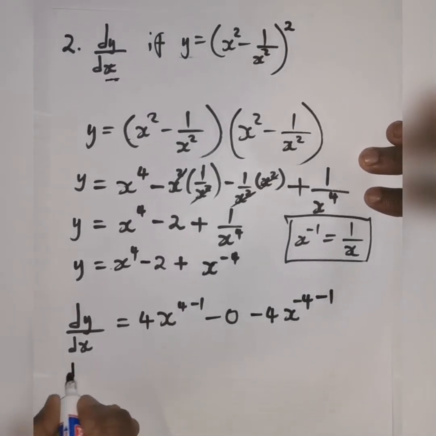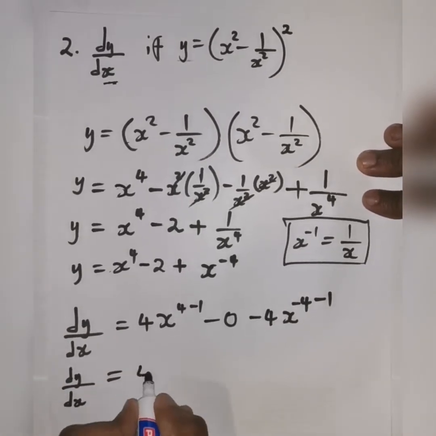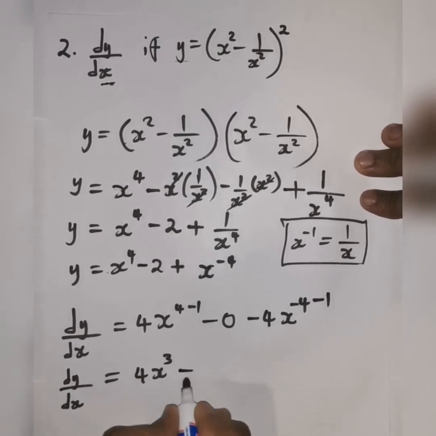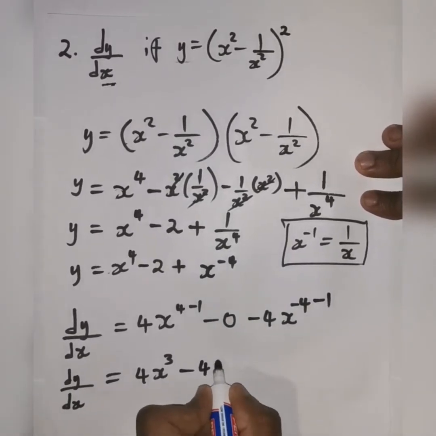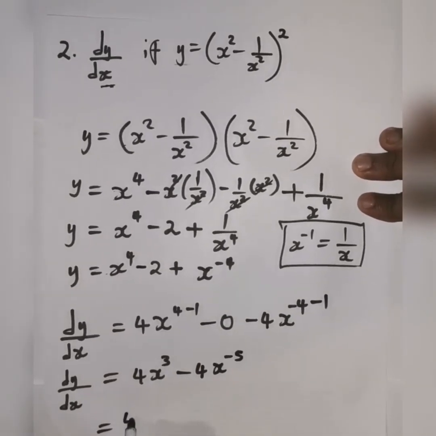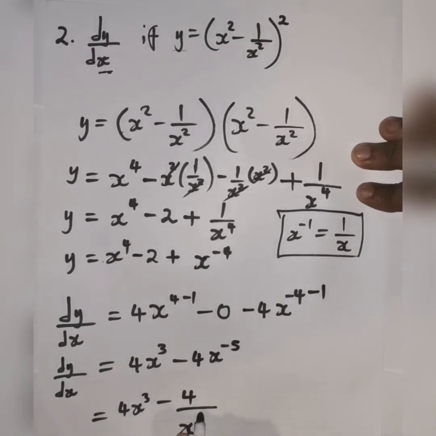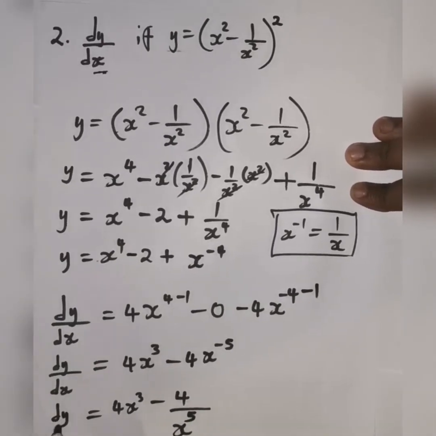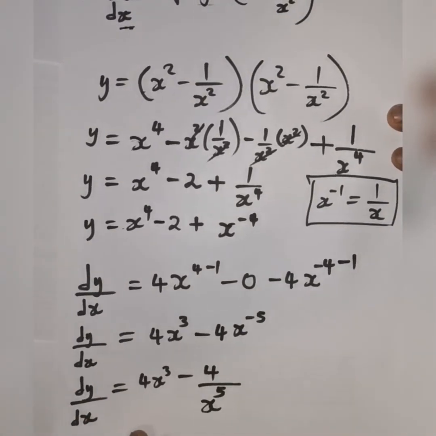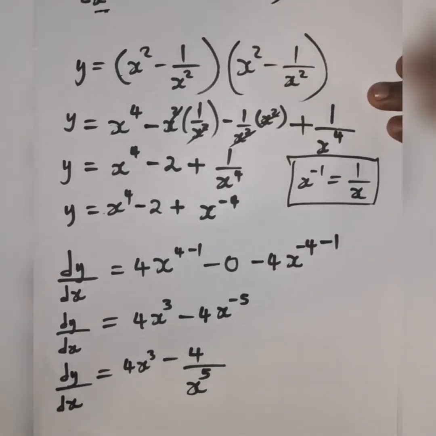And then, okay, let's rewrite this in a better, simplified way. It's going to be 4x to the 3, right, minus 4x to the -5. If you want, you can still put it in this form. So in this way, you've actually differentiated y in terms of x. This will be all for this question.